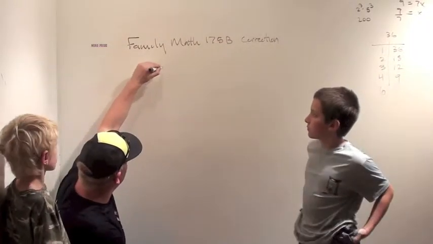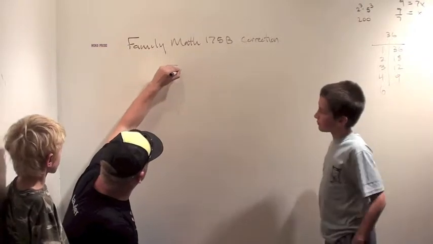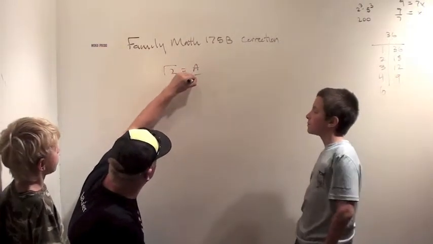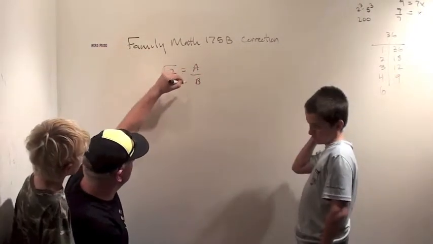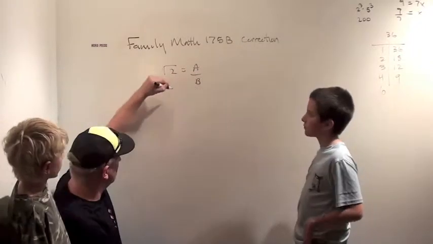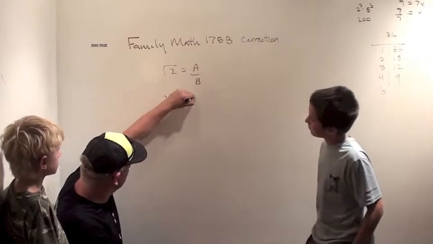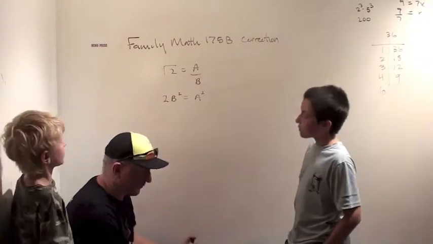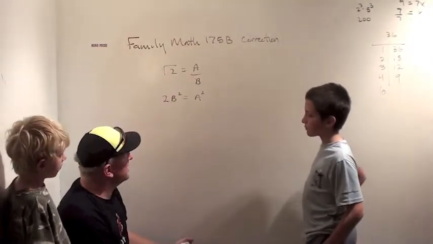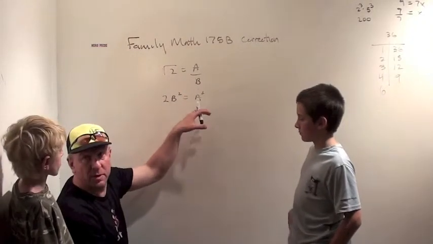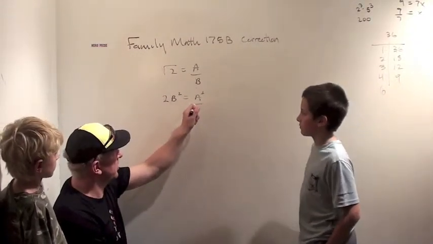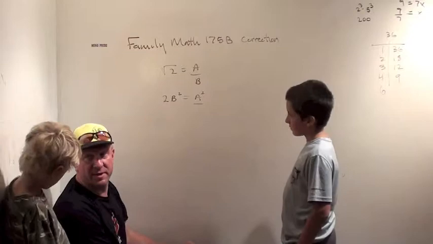We made a mistake. In the second proof that the square root of 2 is irrational yesterday, we said we're going to assume it's rational. Square root of 2 equals a over b. And that meant we could square both sides and say that 2 times b squared was equal to a squared. And I said that perfect squares have an odd number of factors.